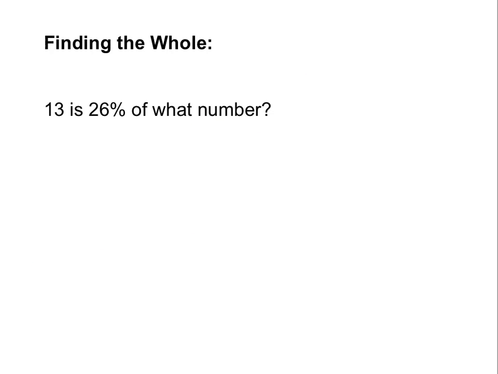Alright, so now that was finding the part. Now we're going to find the whole, but you do the exact same thing. You just go left to right, solve it, and go. So we have the number 13, so we just write 13. The word is means equals. 26% as a decimal is 0.26. Of means to multiply. And what number would be x? Now in this case, you always want to solve for x. That's what we did in our last one, so we do on these two.